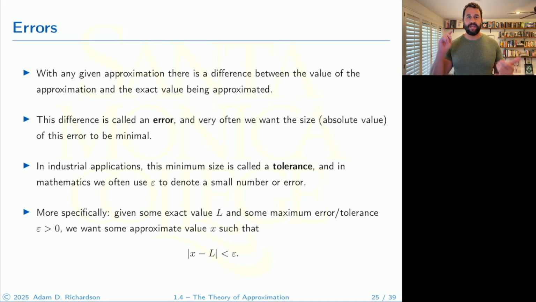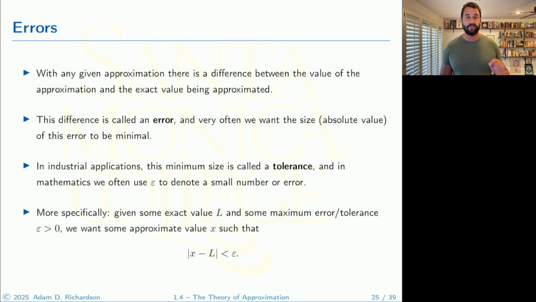So again, engineers, computer scientists, physicists, you will be asking this question a lot. How big is the error? How big are we allowed to have that error be before our results are not useful anymore? Okay. Now, in industrial applications, the maximum size of the error is often called a tolerance. You can literally think of it as like what you can tolerate, or like what this application can tolerate. And if you go beyond that tolerance, everything breaks. So you can't go past that tolerance, right? And again, we often use epsilon to denote a small number or error.